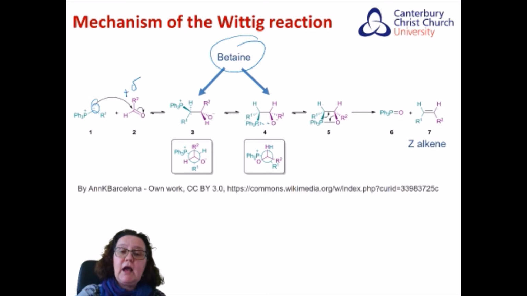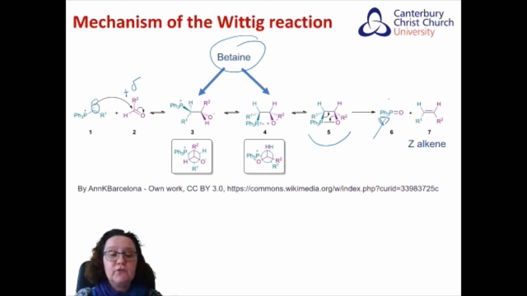And that's how you make compound 5. And compound 5 is called an oxaphosphetane. And then there is an elimination reaction in which you eliminate the phosphine oxide, which is this compound here, in this case triphenylphosphine oxide, and you form an alkene. And in this case, the alkene that you are forming is the Z alkene.